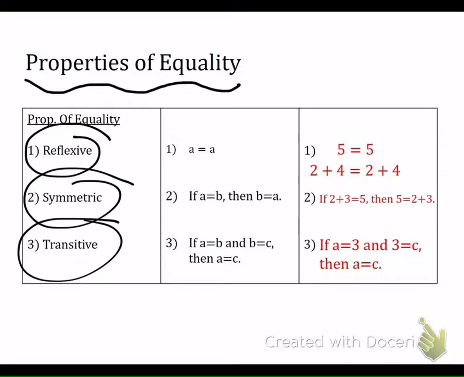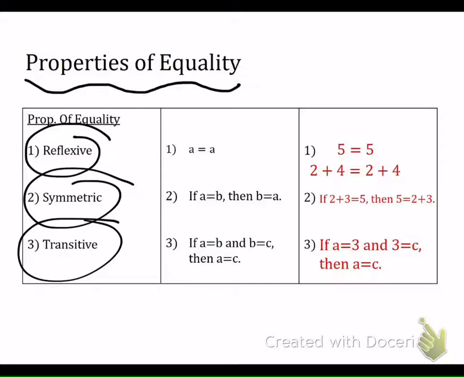The transitive property, this is where you cut out the middleman. So if A equals B and B equals C, then A and C must be equal to one another. It makes a little bit more sense when we actually plug some stuff in. So if A equals 3 and 3 equals C, do you see how A and C have the same value? So that's the transitive property.